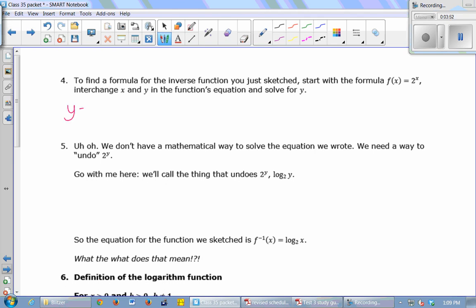We start with y equals 2 to the x. We interchange the x and the y. And then we have to solve for the y. So I have x equals 2 to the y. If it was y squared, I would take the square root. How do you undo 2 to the y? How do you get the y by itself there? The y root.